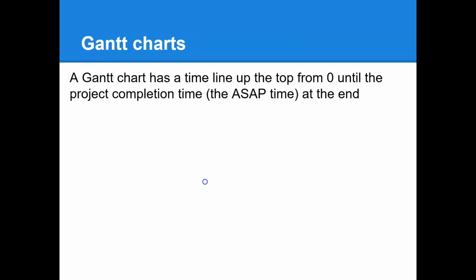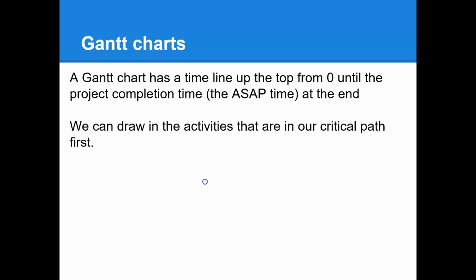So a Gantt chart has a timeline up the top from 0 until the project completion time, the ASAP time at the end. That's because that's the maximum amount of time that we should be spending at a project or at a job. So we can draw the activities that are in our critical path first. This might not make sense at the moment, but it'll all fall together once we have a look at what a Gantt chart actually looks like.